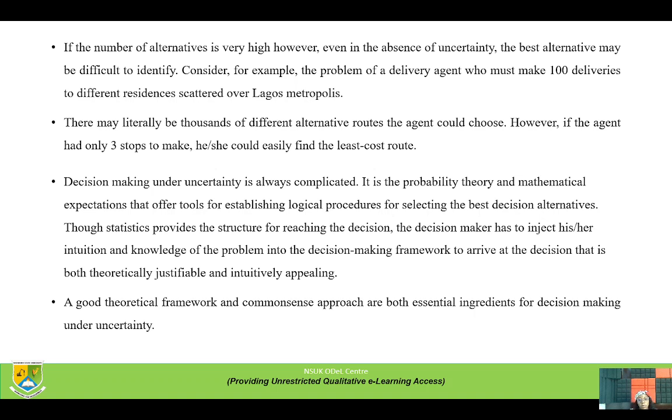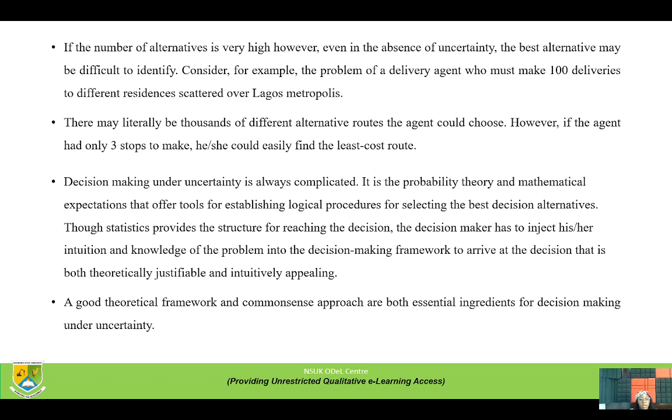Let's consider, for example, the problem of a delivery agent who must make 100 deliveries to different residences scattered all over Lagos metropolis. There may literally be thousands of different alternative routes the agent could choose. However, if the agent had only 3 stops to make, he or she could easily find the least cost route.